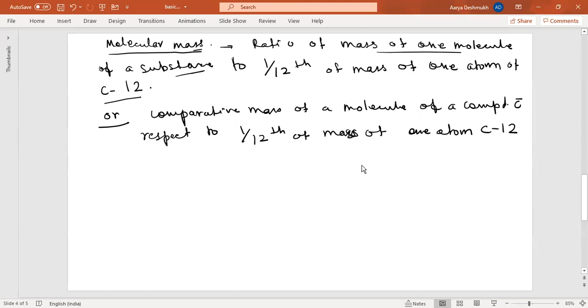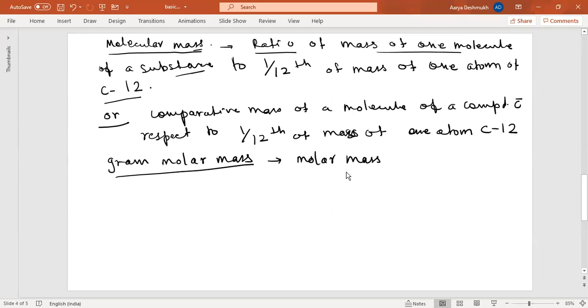Now the gram molar mass, it is the molar mass expressed in grams. Since it is a ratio, there would be no unit for this. But if you want to express in gram, so that is called as the gram molar mass. Okay. So gram molar mass is the molar mass expressed in grams, nothing else. Means you just can put the gram sign or gram unit in front of this, that will be your gram molar mass.